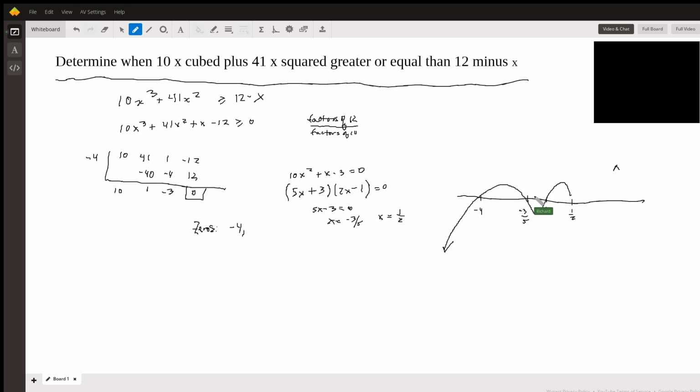So low, up, there. Oh, it doesn't go through. 0 is not a zero. Excuse me. Let me do that again.